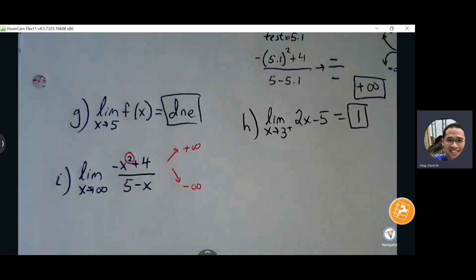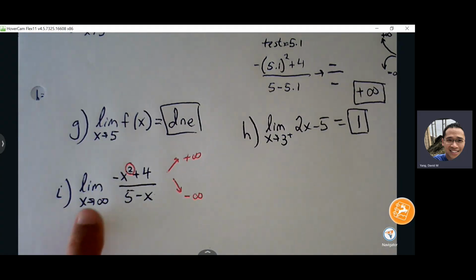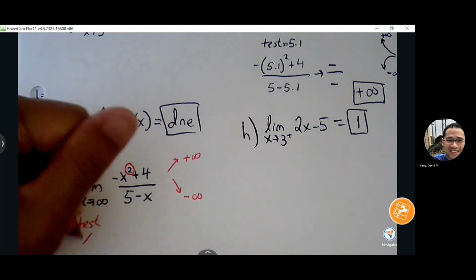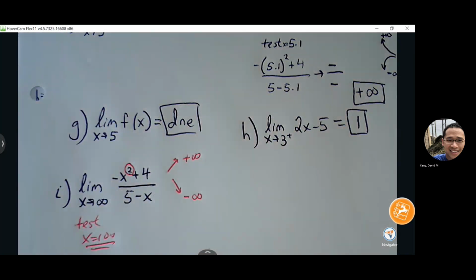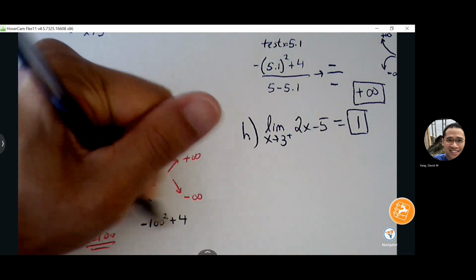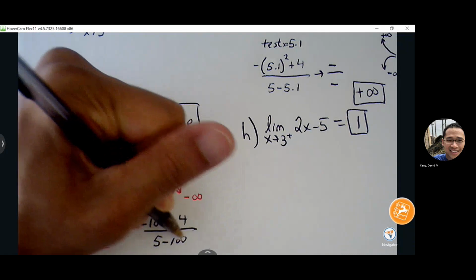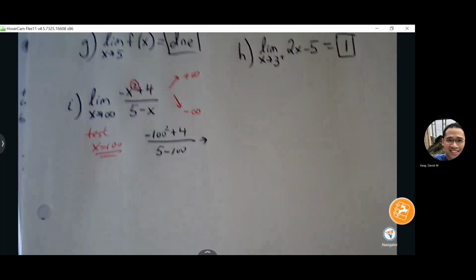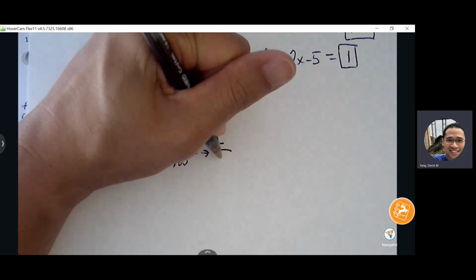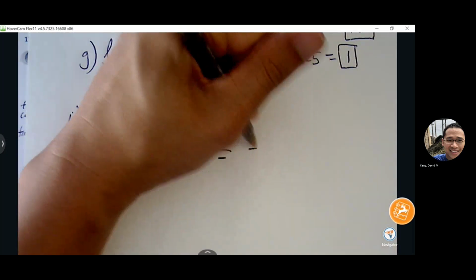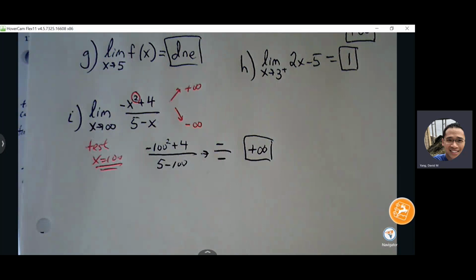So we're down to two options. How do we test between these two options? Plug in 100, right? Let's move in the direction that this graph is headed towards. Okay, numerator we get positive. Denominator we get negative, so negative over negative is positive infinity.